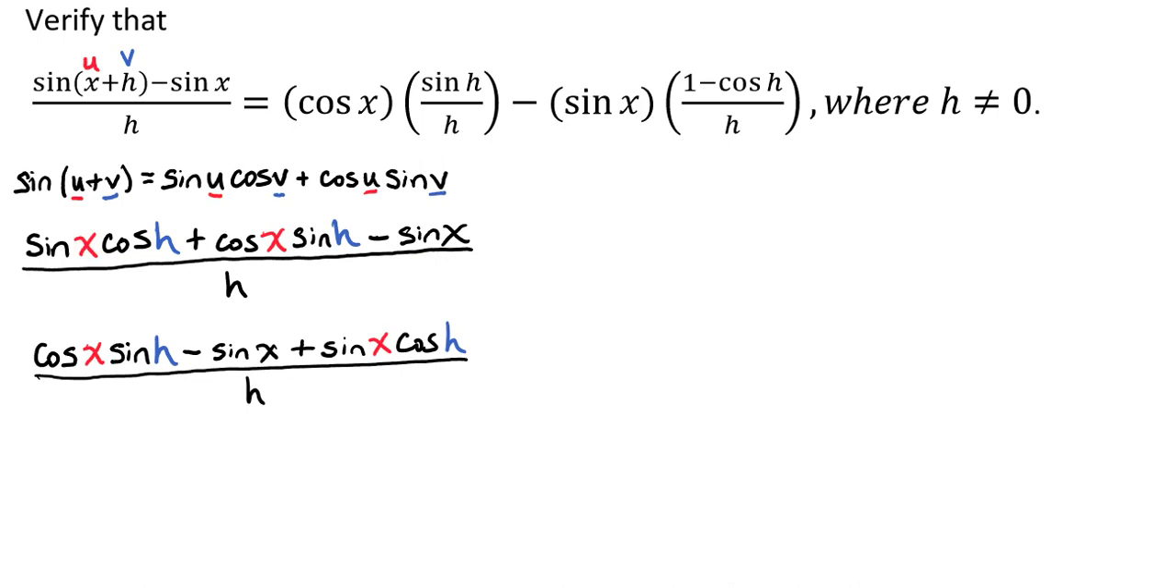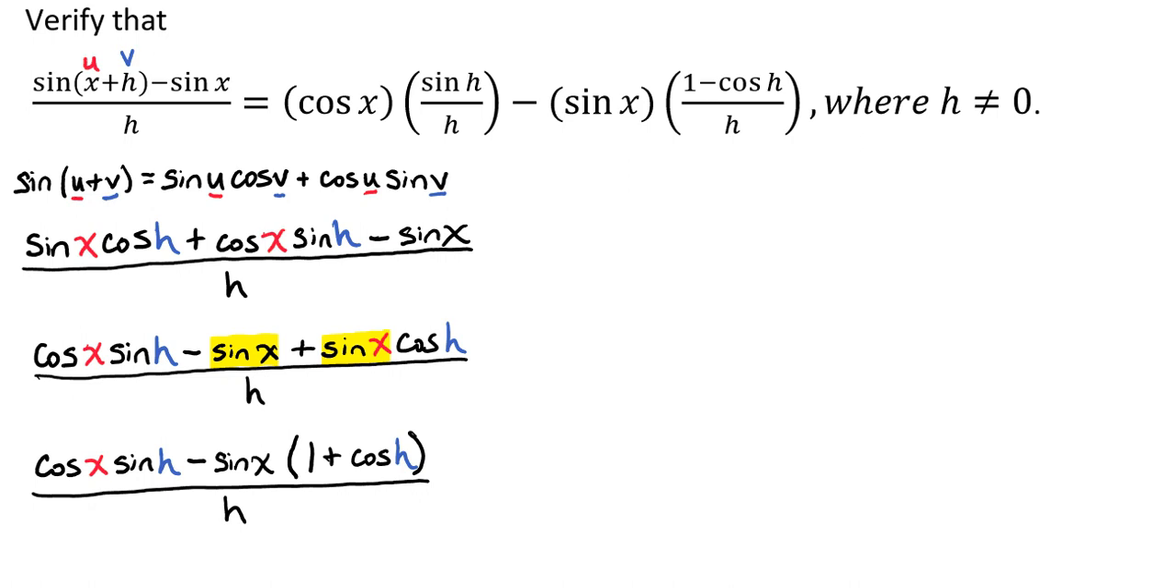So now we have the cosine of x times the sine of h minus the sine of x plus the sine of x times the cosine of h. And again, I still have that sine of x in both of those terms. So I'm going to factor out the sine of x, which gives us the cosine of x times the sine of h minus, here's our sine of x being factored out, 1 plus the cosine of h, all divided by h.